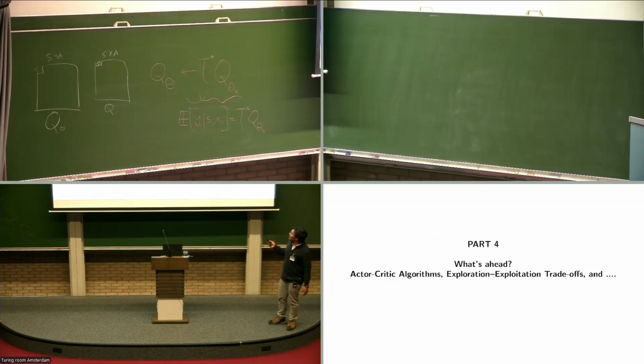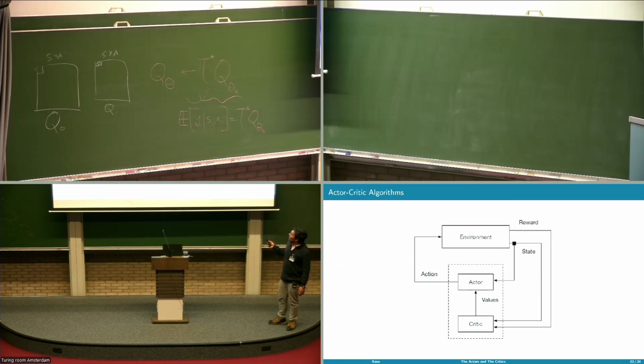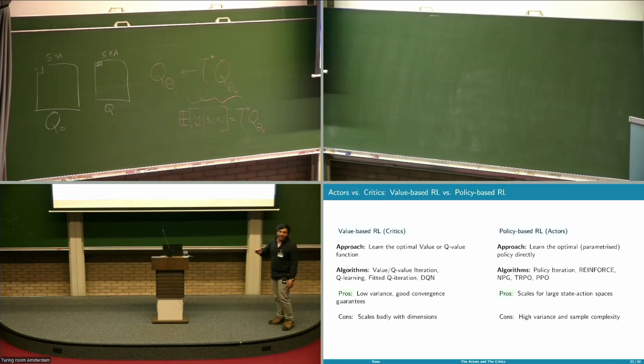So the next thing is people go for actor critic methods, which is where the name of the talk is coming from, the actors and the critics. What we have studied in two parts are these value-based RL methods, which are called critics, and the policy-based RL methods, which are called actors. In one case, you learn the optimal value or Q-value function. You design all these algorithms. In another case, you learn the optimal parameterized policy, and you design all these algorithms that you have seen.